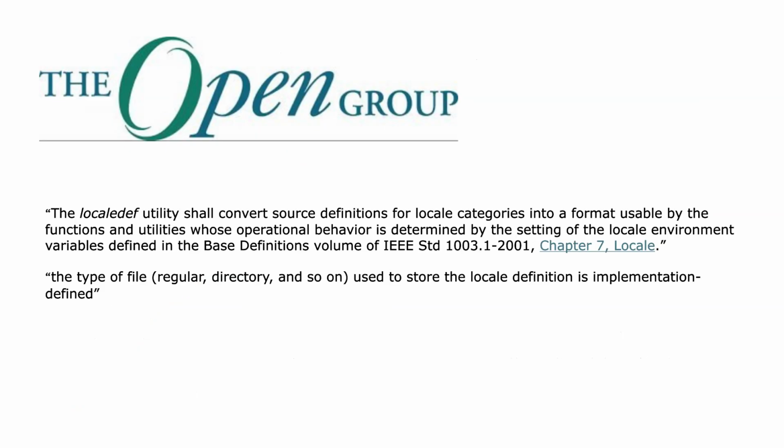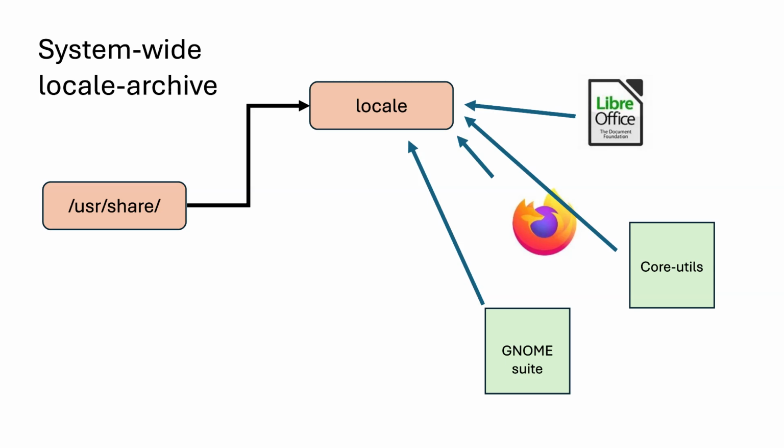POSIX states that it's up to the implementation of how locales should be formatted and stored on a system. glibc reserves the /usr/lib/locale directory as the system-wide locale archive. This is the default directory on GNU systems, which stores all the system-wide locales. Any internationalized program running on the system can retrieve locales from the system's locale archive. This is considered public, where contained locales are for public use.